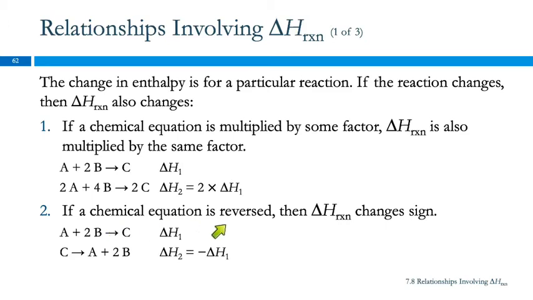If I reverse the chemical reaction, write it backwards, make the products into the reactants, then delta H changes sign. So if A plus 2B going to C is delta H1, let's say that's positive. I had to put heat into it to make that happen. And now I'm going to look at the reaction the other way, going backwards, C going to A plus 2B. If in the first one I put heat in, the second one I have to take it back out, right? It's just opposite. So for this reaction, it's just opposite in sign from the first one. Reverse the reaction, change the sign.